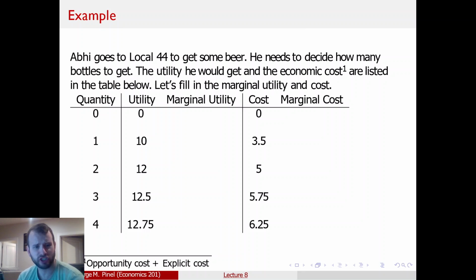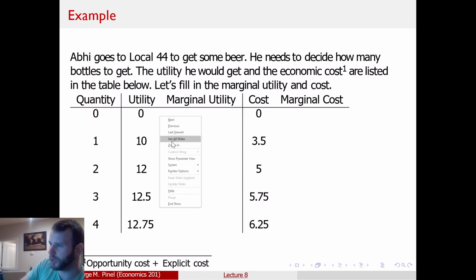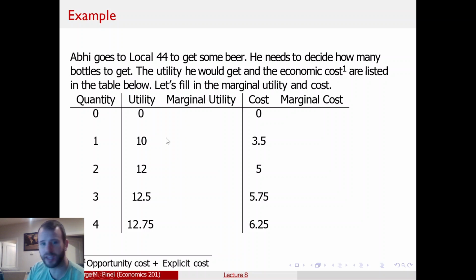But so how should Abby make his decision? Should he buy 1 beer, 2 beers, 3 beers, no beers? What should he buy? So we have his cost, we have his utility, so we can actually make a claim about what is rational for Abby to buy. Okay, what makes sense for him to buy, and we can do that using the marginal utility and marginal cost framework, and I'll show you.